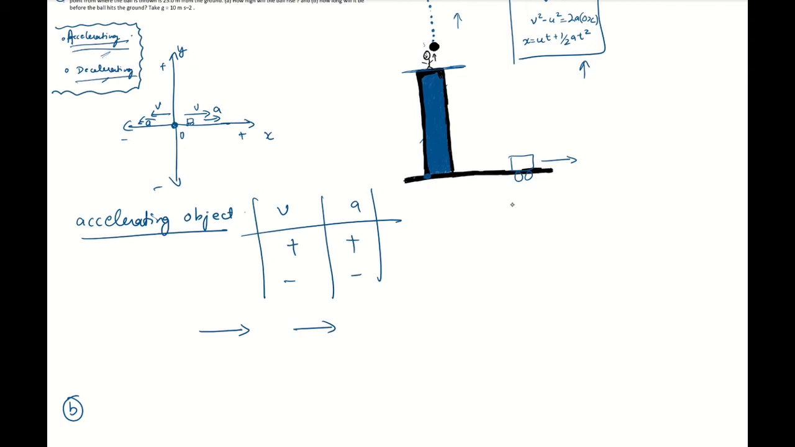Something opposite to that is what we call a decelerating object, which is when the velocity and acceleration are opposite. So let's say the velocity is positive but the acceleration is negative, or the velocity is negative but the acceleration is positive, right? So this is when we call it deceleration, a decelerating body, right? This is when we call that an object is decelerating.